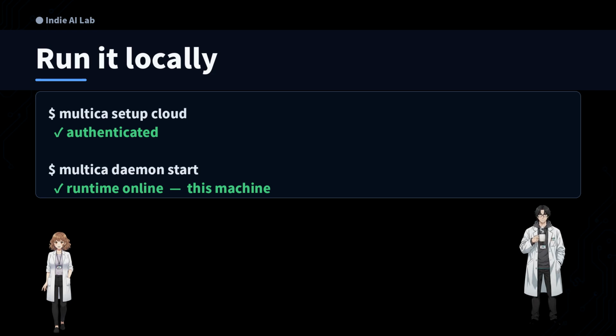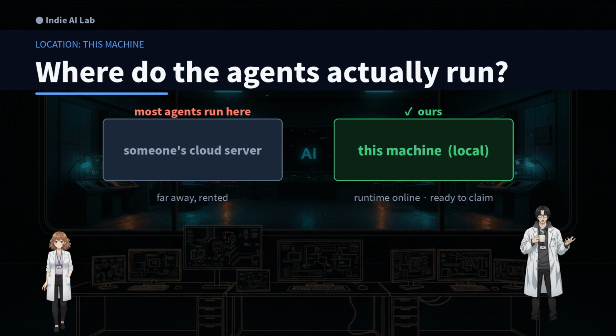Your own computer becomes the place the agents run? It does. Run daemon status and you'll see this machine is the one that's online. Location: this machine. That's the seed I'm planting. Most agents out there run on some server far away. Ours runs right here. That one-line difference pays off in the back half; for now, just okay. Where it runs isn't somewhere far, it's this desk, noted.